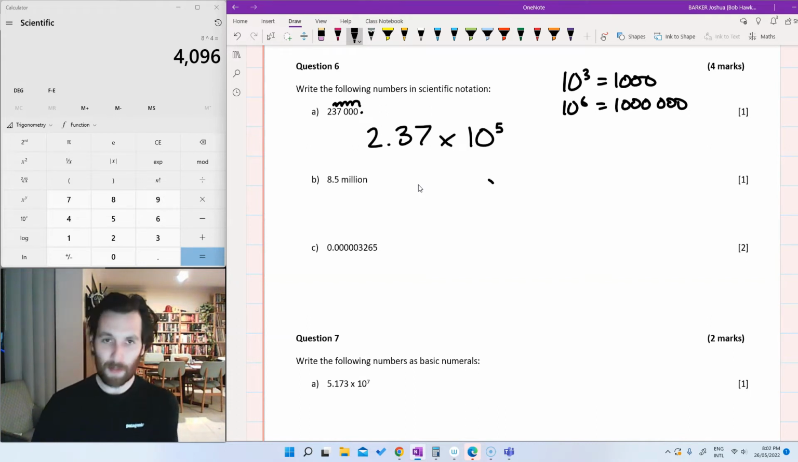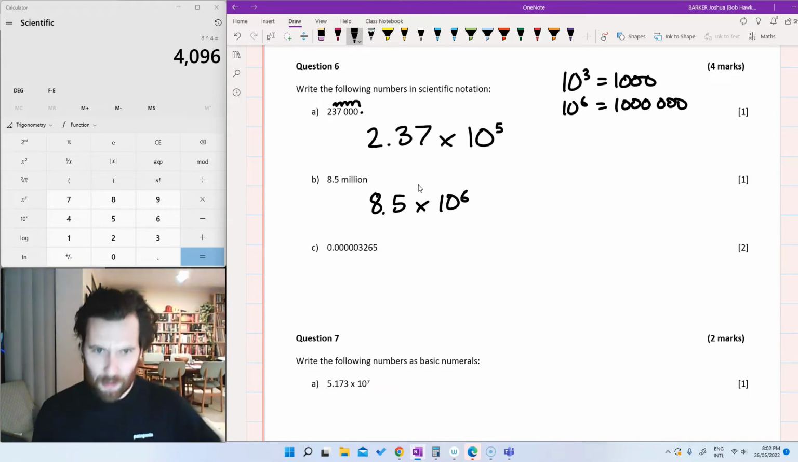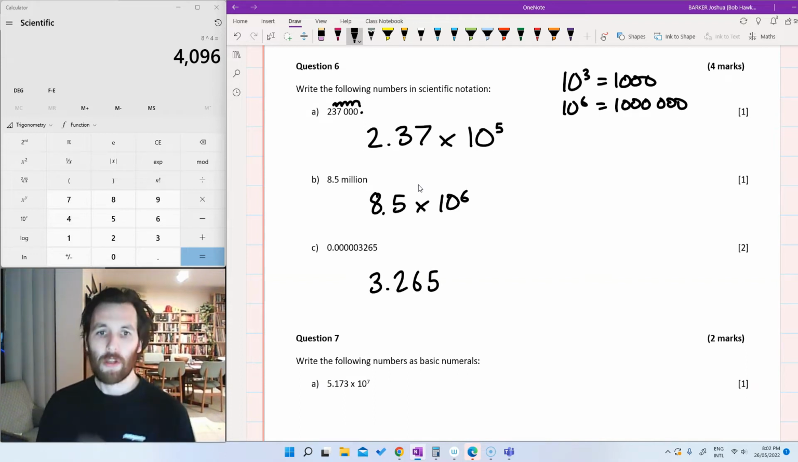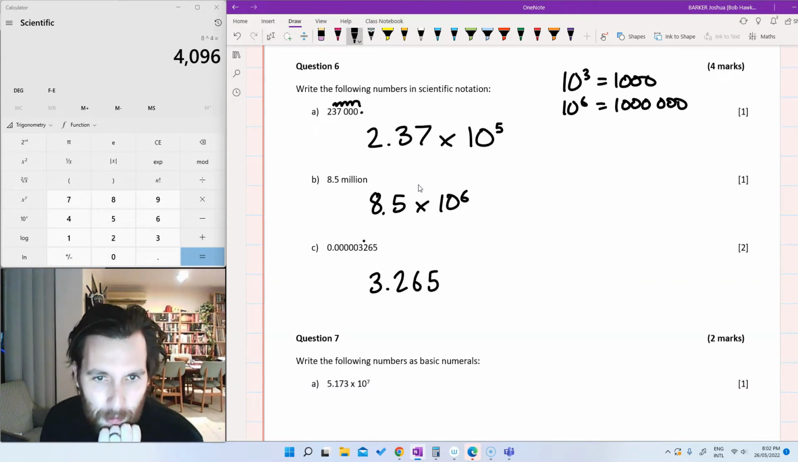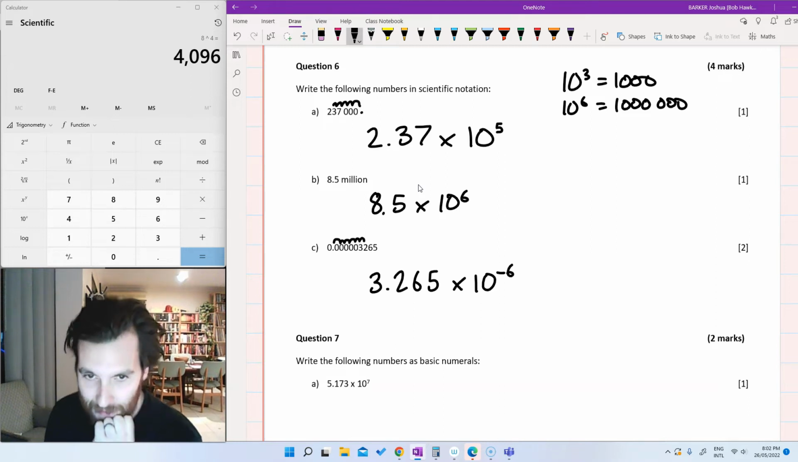Anyway, so 8.5 million, our number between 1 and 10 is 8.5. And then I multiply that by 10 to the power 6 to make it into 1,000,000. The next one's a little different. We've got a negative power for this one. So we still start with a number between 1 and 10. So 3.265. Now, this is a pretty small number, but we've moved our decimal point 1, 2, 3, 4, 5, 6 places. So that's going to be multiplying it by 10 to the power negative 6 for this one.